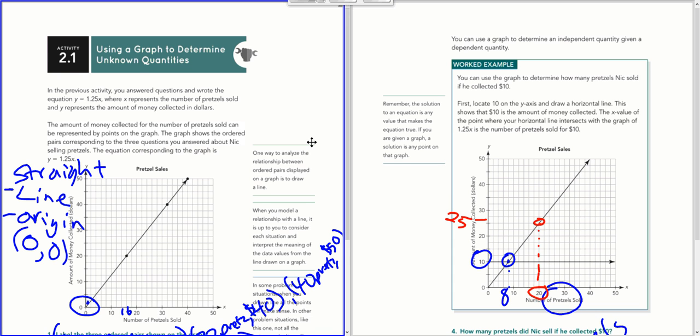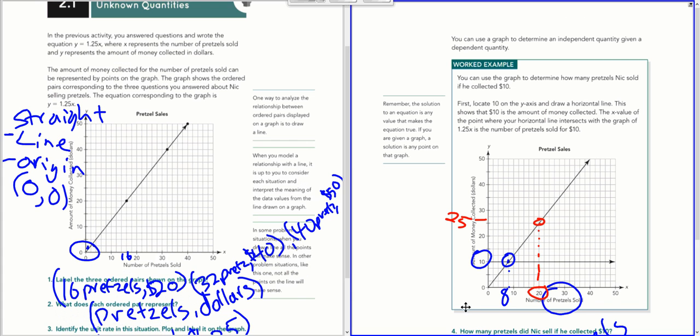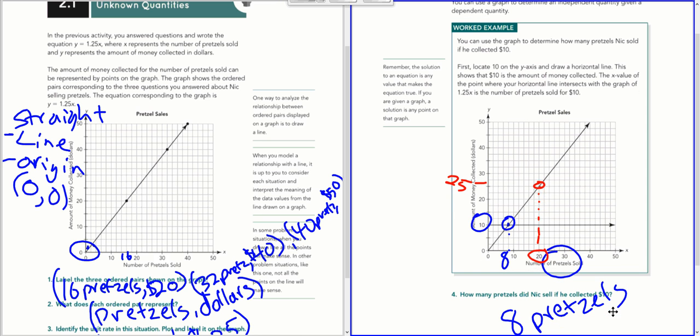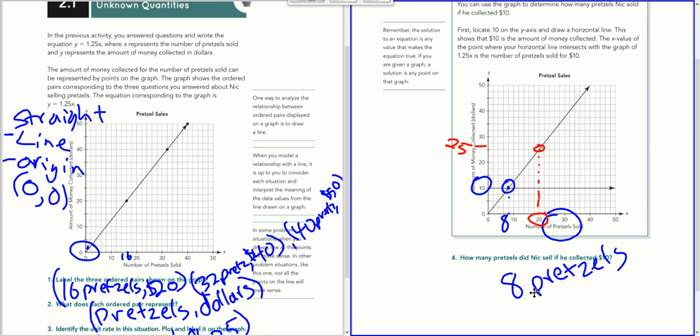It says, if we know that he collected $10, we could figure out how many pretzels that is. So if I find $10 on the amount collected and I go over, that number is hovering over the number 8. So how many pretzels did Nick sell if he collected $10? Well, the answer would be 8 pretzels. Again, I found 10 on this side because this side shows the money. And then I go over and look at where that dot is above. It's above the 8, which represents pretzels sold. So he sold 8 pretzels.